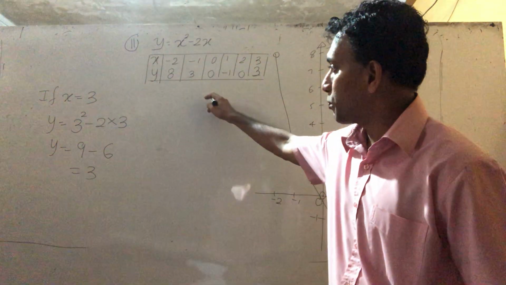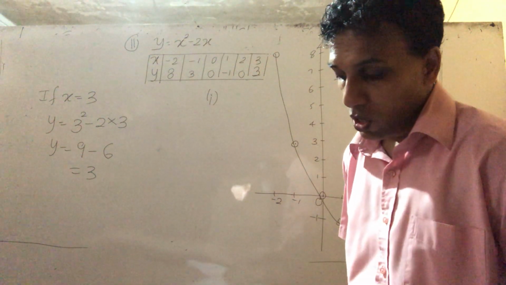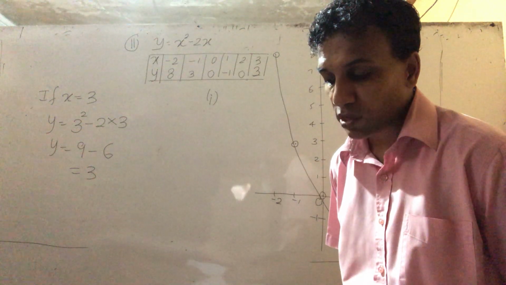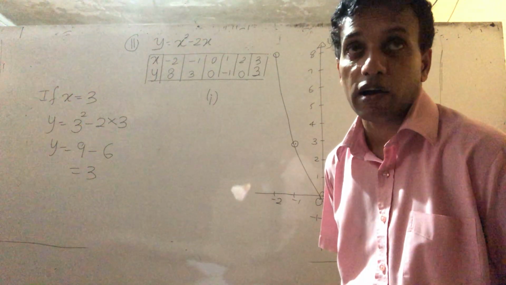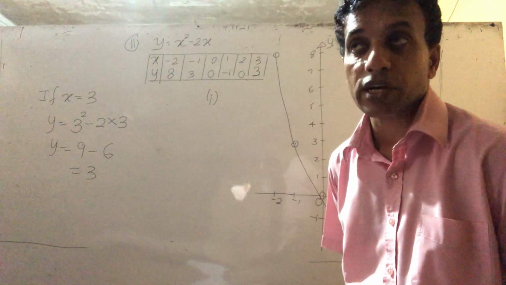Okay, I said the first part, right? Write down the coordinates of the turning point of the graph. Write down the coordinates of the turning point of the graph.